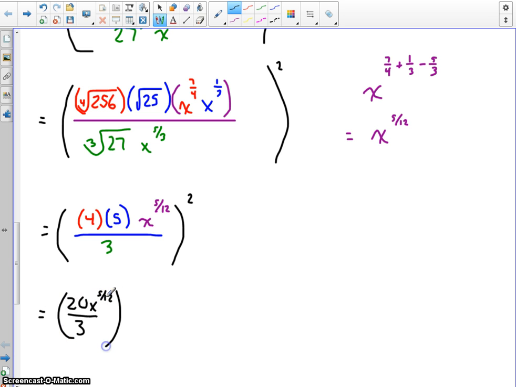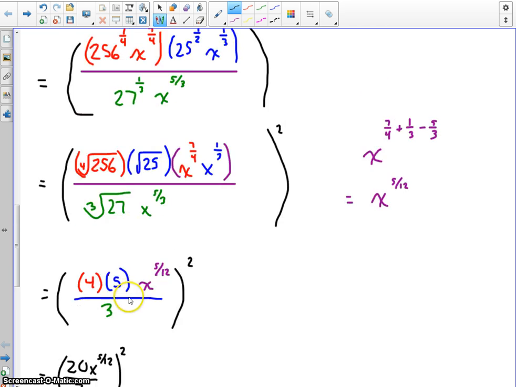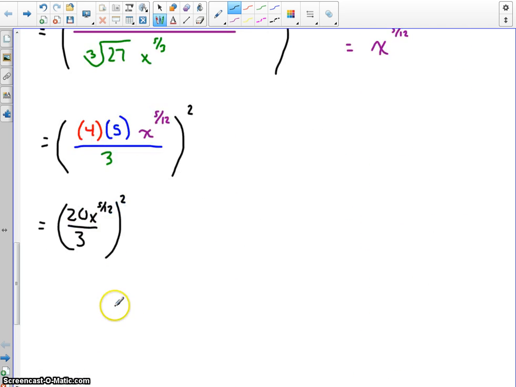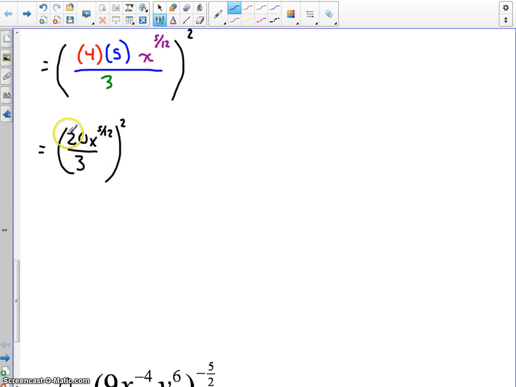Okay, and if you remember originally, this entire thing was already squared. Okay, so it already looks a lot nicer than it did before. And in theory, it actually probably wouldn't be too bad to sub in the x equals 4096 now. But let's just simplify it a little bit further. Let's deal with that exponent too.